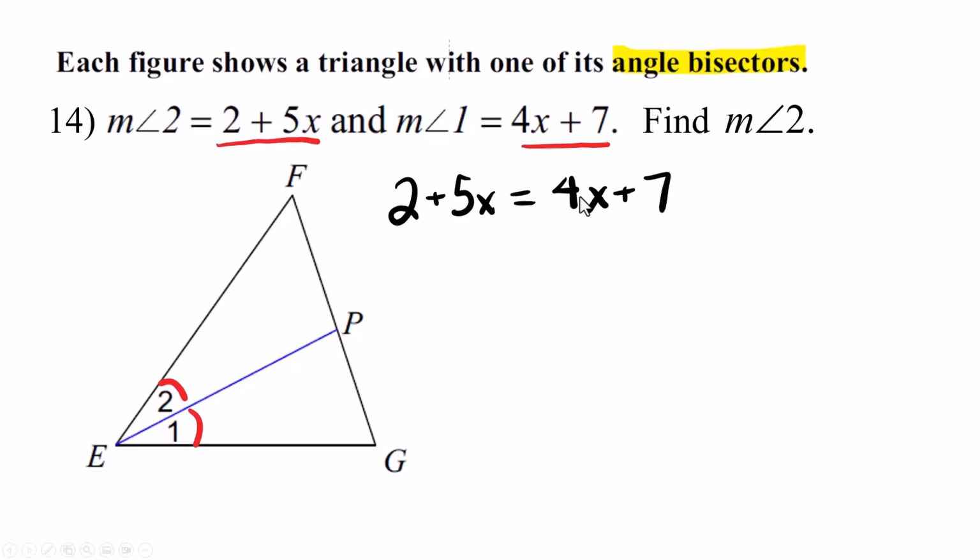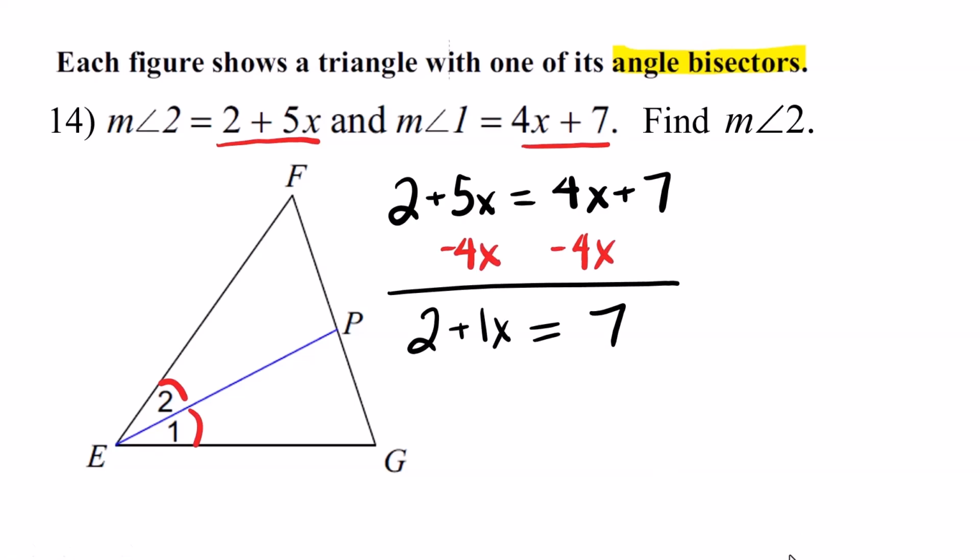For me, 4x is smaller than 5x, so I like to subtract that one first. And I'm going to end up with 2 plus 1x equals 7, because the 4x's cancel. And no, you don't have to draw a 1 in front of it, but I do that just to be super clear. Subtract 2 from both sides, and you end up with x equal to 5. Are we done?